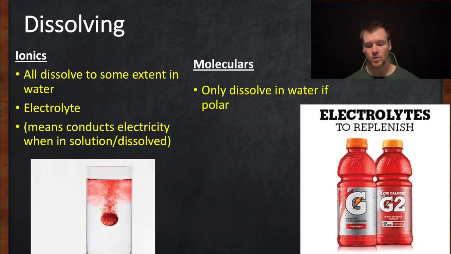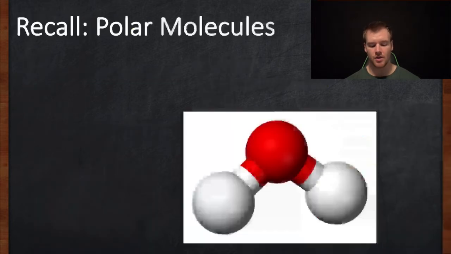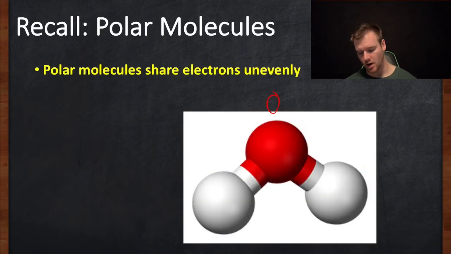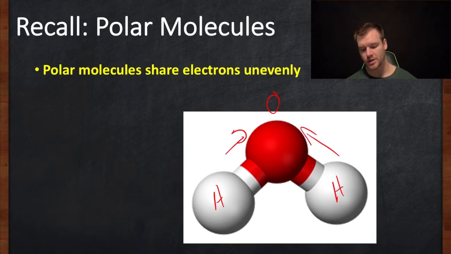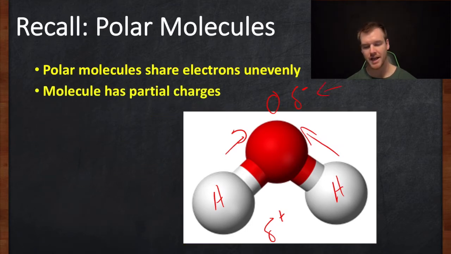For dissolving, moleculars will only dissolve in water if they are polar. And even when a polar molecule does dissolve, it's not an electrolyte. Just recall that a polar molecule means it has a sharing of electrons, but it's uneven sharing. So polar molecules share electrons unevenly. We did the example where this was oxygen and these were hydrogens, and the electrons were being pulled more towards the oxygen. So we said the oxygen was partially negative because it had more electrons around it, and the hydrogen side was partially positive. You can reference that in the previous videos as well. It just comes up here and says it has partial charges, which we indicated with that symbol.